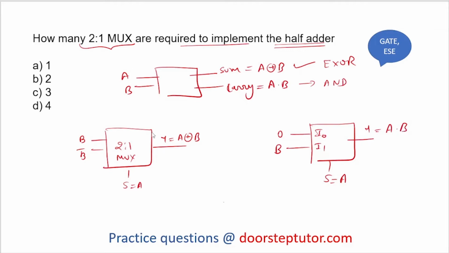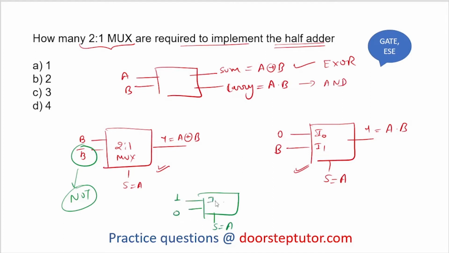So here, how many 2x1 muxes are required? This is one and another one. But here, we don't have B bar present already. So we need to implement B bar also. For B bar, we need to implement using a NOT gate, and NOT gate can be implemented using a 2x1 mux if we give select line as A and input as 1 and 0.